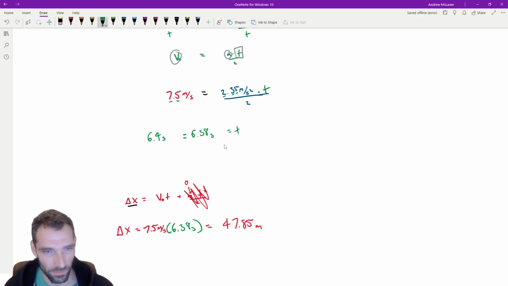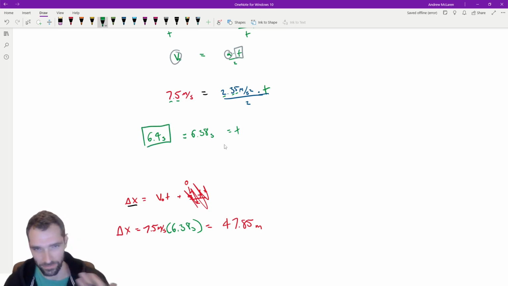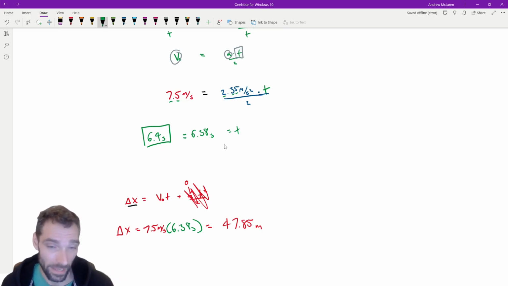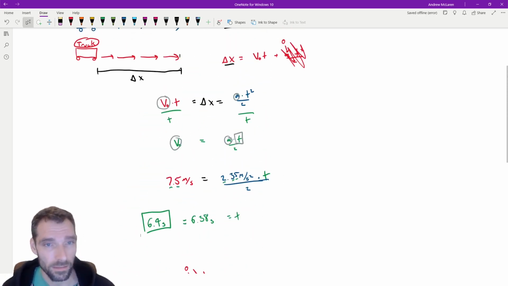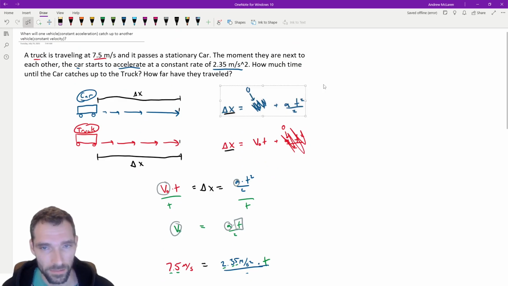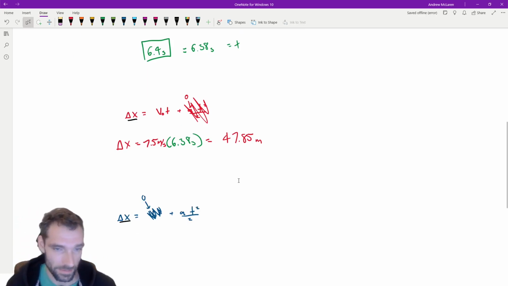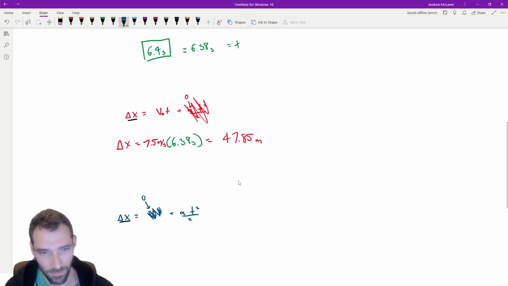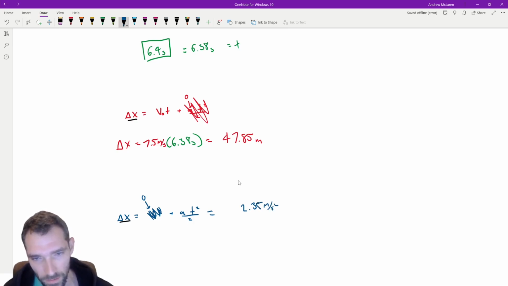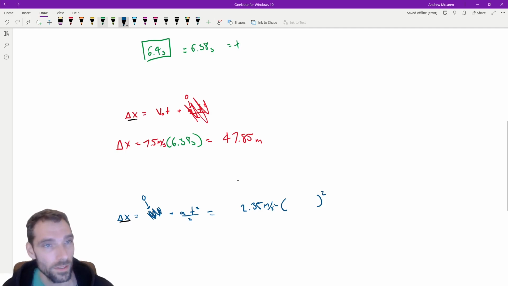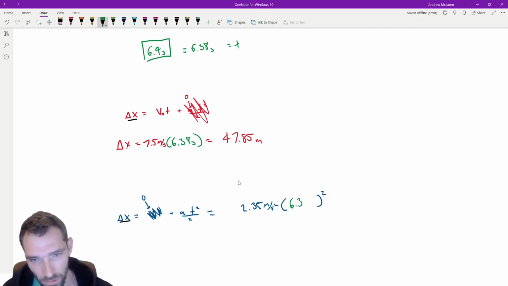But if we're trying to look like sig figs, we need to look at how accurate the inputs were to tell us how accurate the output can be. So we can do the same sort of plug in with this equation to confirm how far it's gone, but they should have gone the same amount of distance in the same amount of time if our math has been done correctly. So we have the acceleration, which was 2.35 meters per second squared. And we're timesing that by the time squared, and the time we said was this 6.38 seconds. And that is all over 2 as well.